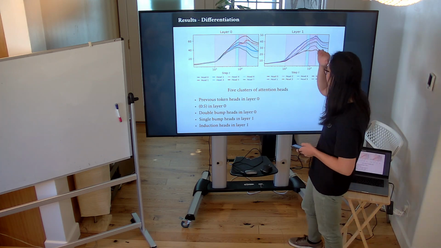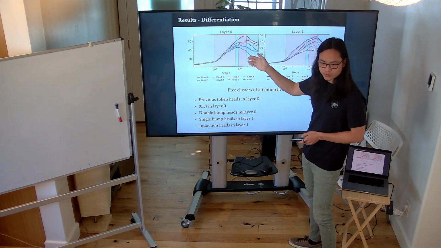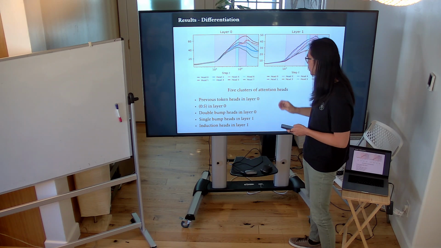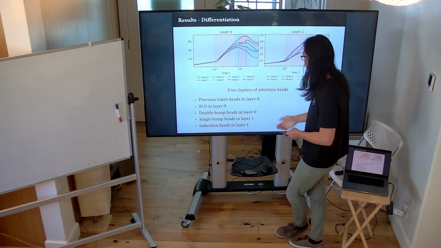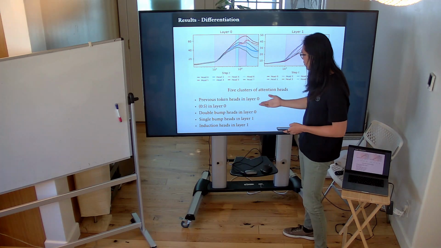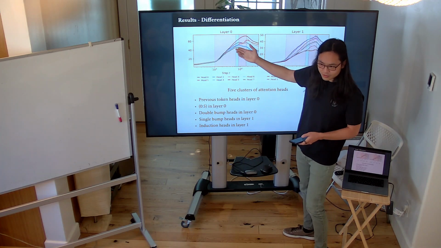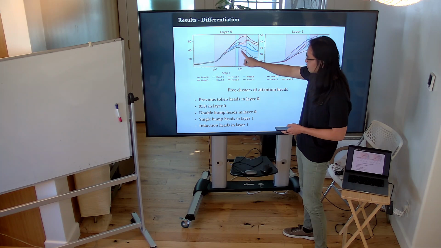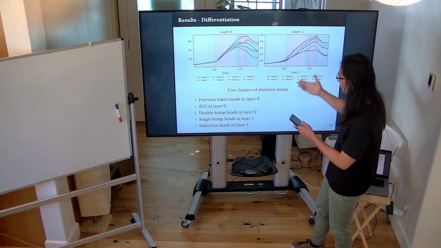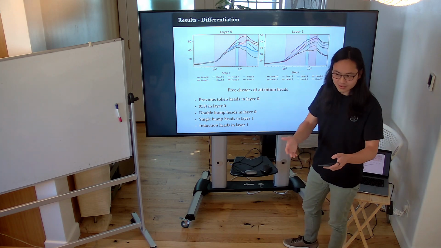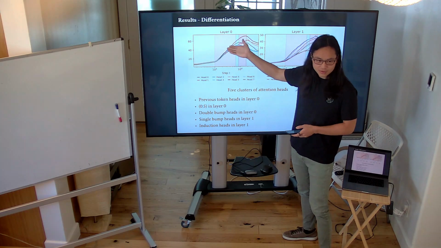So let's first look at these weight-refined LLCs computed over the pre-training data, and see if we can do any sort of visual differentiation. The first thing we might notice is that these orange curves look different. They have this pattern with two peaks and stand out compared to all of the other curves. Spoiler alert, these are the previous token heads. So just looking at the LLCs, we can already distinguish that these heads are doing something different from the others.